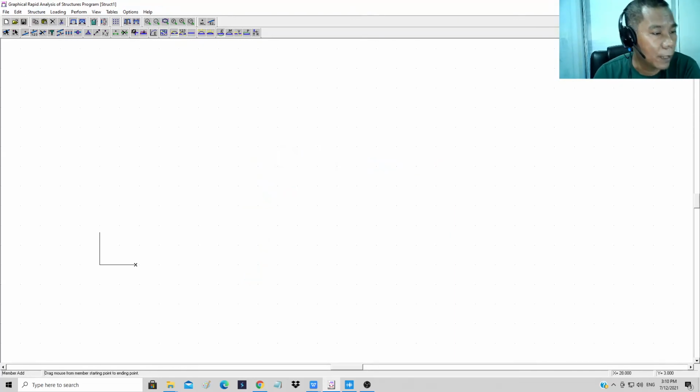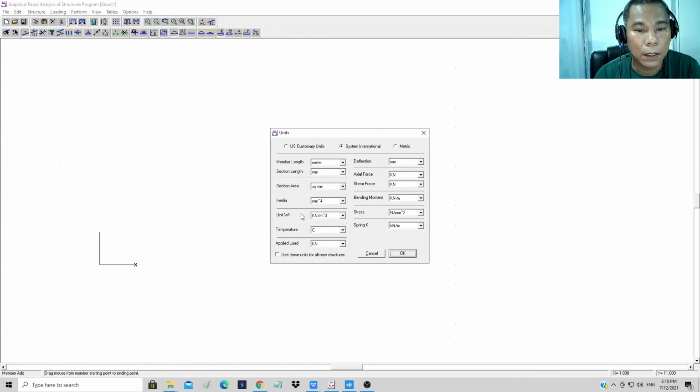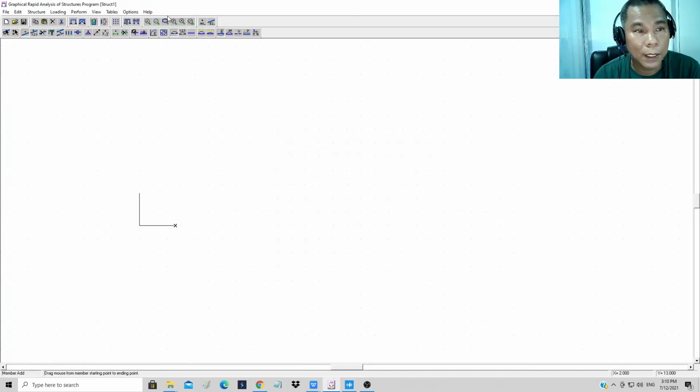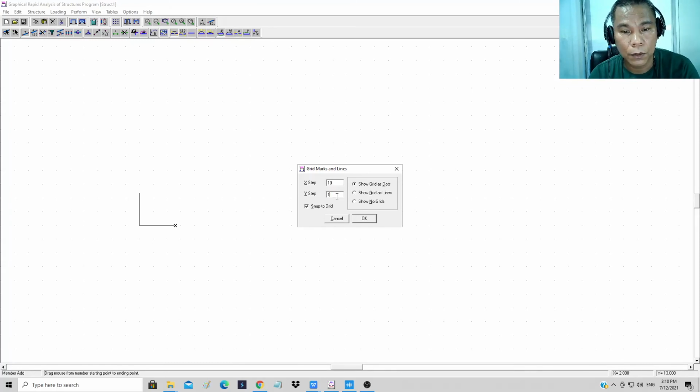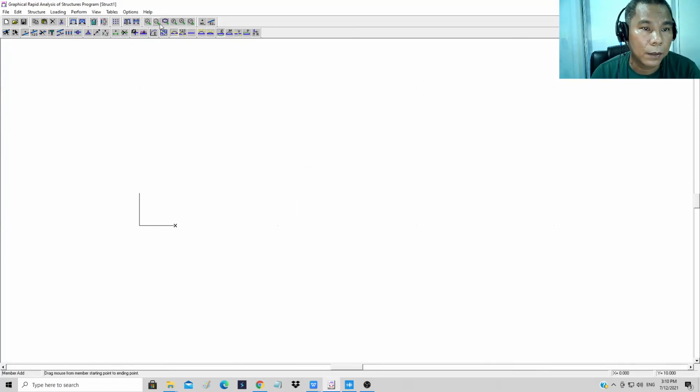Another example, the last frame that we have, this is more complicated than earlier, but again, it's quite easy to analyze it using software like the GRASS software. Okay, so we can just draw again the same beam actually.